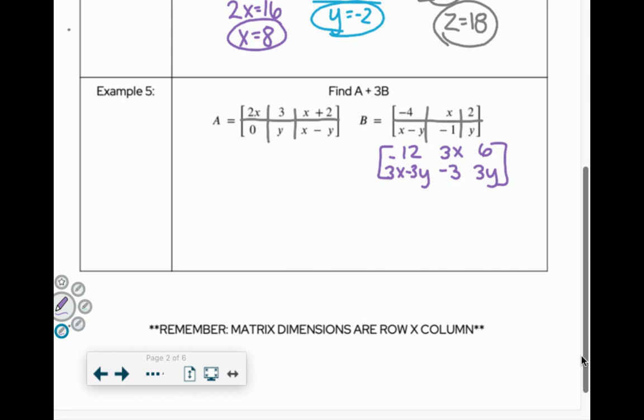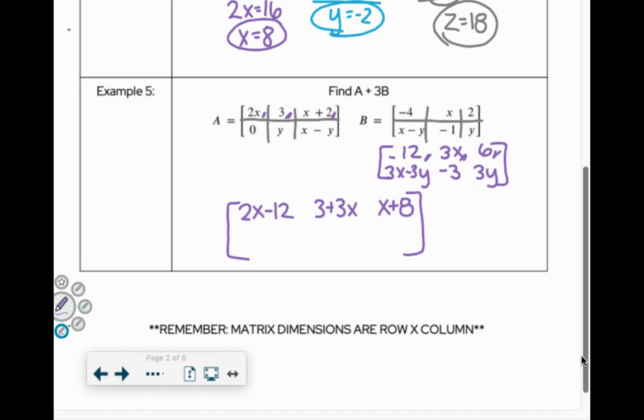X became 3x. Negative y became negative 3y. And so on. Now I just need to add them together. So I've got 2x and 12, negative 12. So that's just simply going to be 2x minus 12. Okay? Then I need 3 plus 3x. Well, that's exactly what it sounds like. Okay? And then x plus 2 plus 6. Well, we can go ahead and add those 2 and 6 together. So that turns into x plus 8.